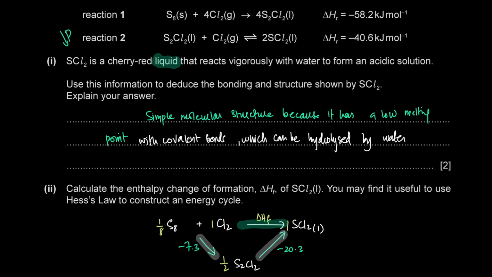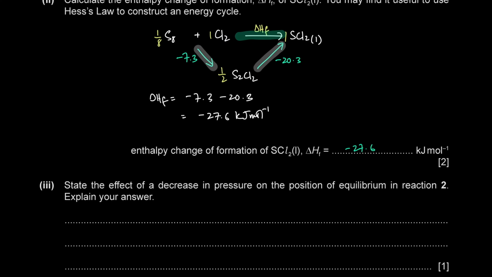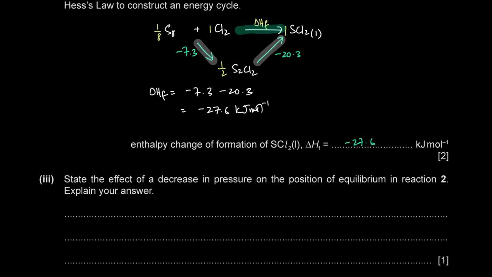Now if you look at reaction 2, there's more moles of gas on the left hand side. There's 1 mole of gas over here and 0 moles of gas on the right. So again, increase in pressure favors fewer moles of gas, decrease in pressure favors more moles of gas. So the equilibrium will move to the left. It will favor the side with more moles of gas. So we can say that the position of the equilibrium shifts to the left.